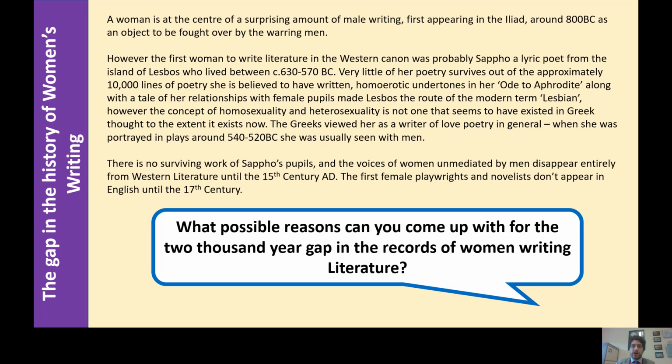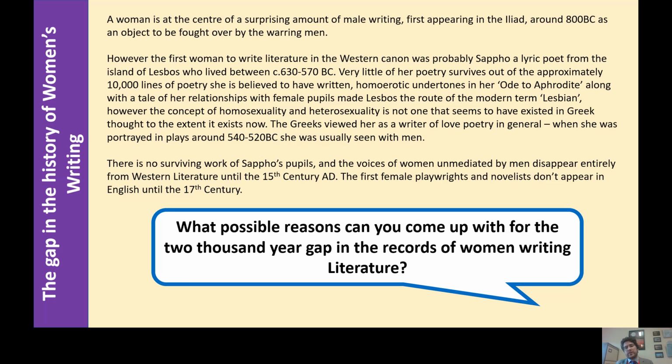As we get further back in time, dates are difficult to be that exact on. Very little of her poetry survives. She's believed to have written about 10,000 lines. There's much, much less than that still existing. And one of the poems that survives, or the longest fragment that survives complete, is an ode to Aphrodite.